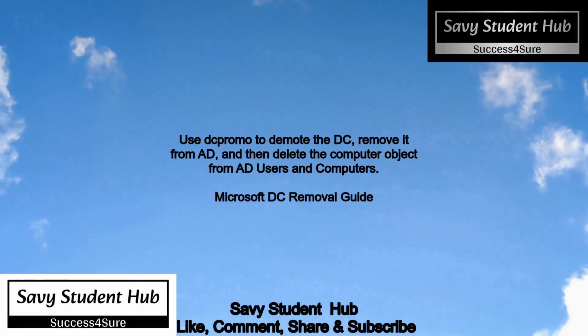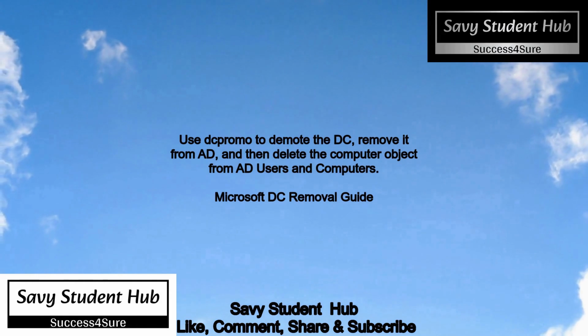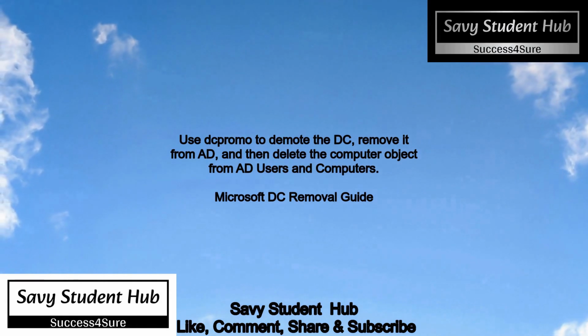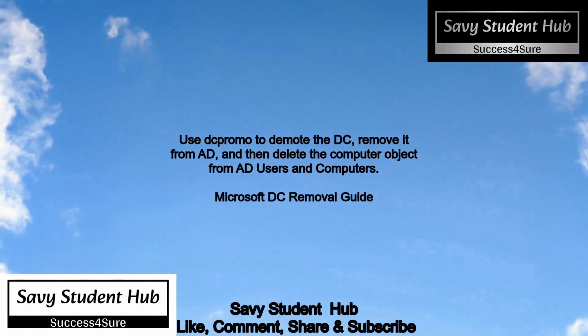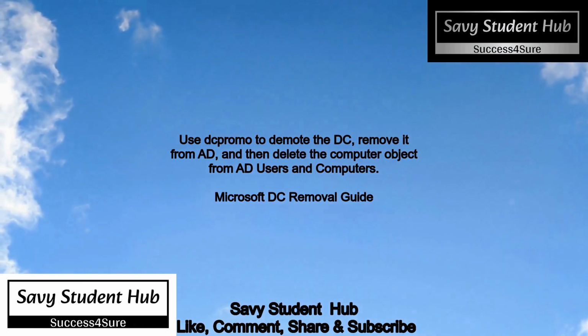Question number 26. How do you remove a domain controller from a domain? Use dcpromo mode to demote the DC. Remove it from AD, and then delete the computer object from AD Users and Computers.